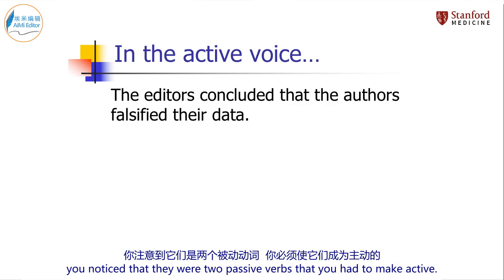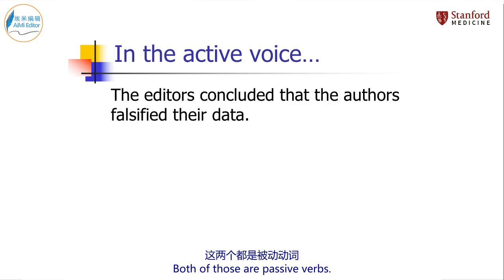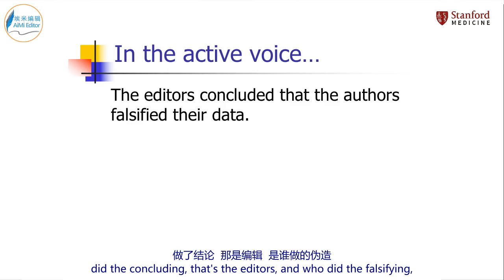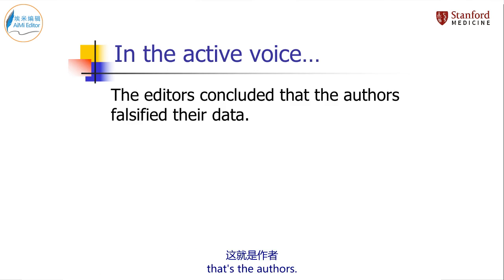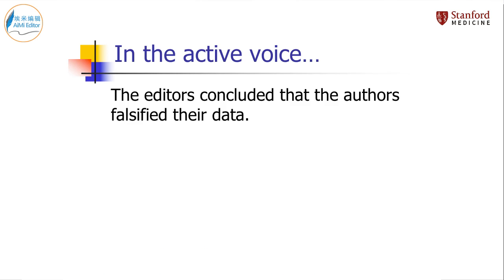Hopefully, in that sentence, you noticed that there were two passive verbs that you had to make active. It was concluded and the data had been falsified. Both of those are passive verbs. So to turn this all back to the active voice, you have to think about who did the concluding, that's the editors, and who did the falsifying, that's the authors. So to turn this back to the active voice, you would say, the editors concluded that the authors falsified their data.